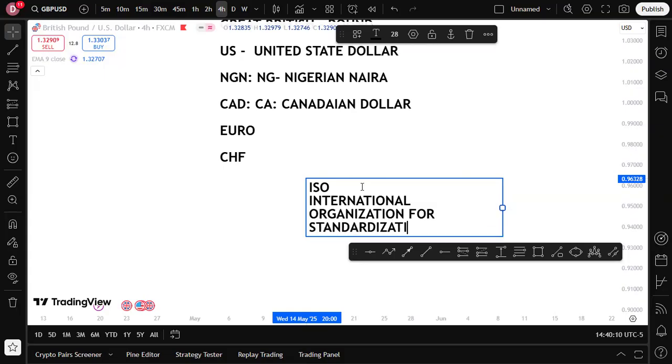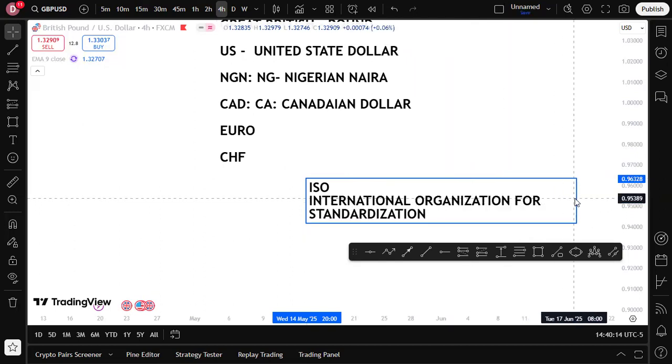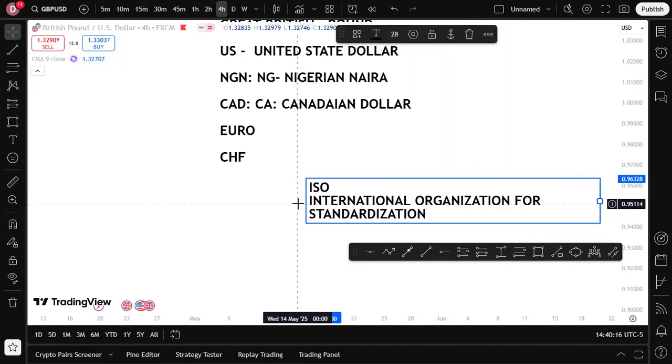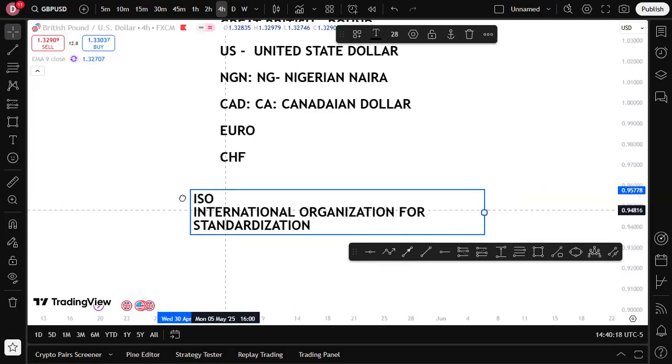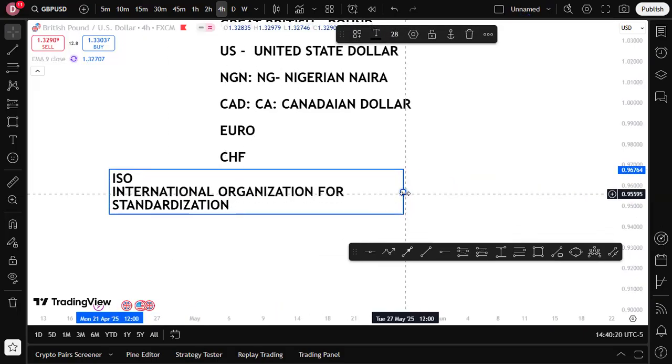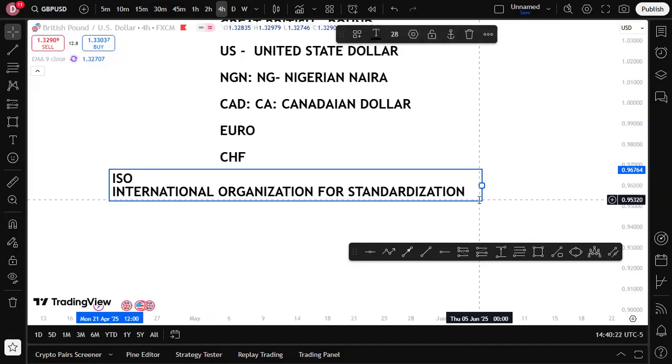Standardization. So these people are responsible for creating this standardized code, such as the three-letter word, which is used to represent the name of a country or the currency of that country globally, right?